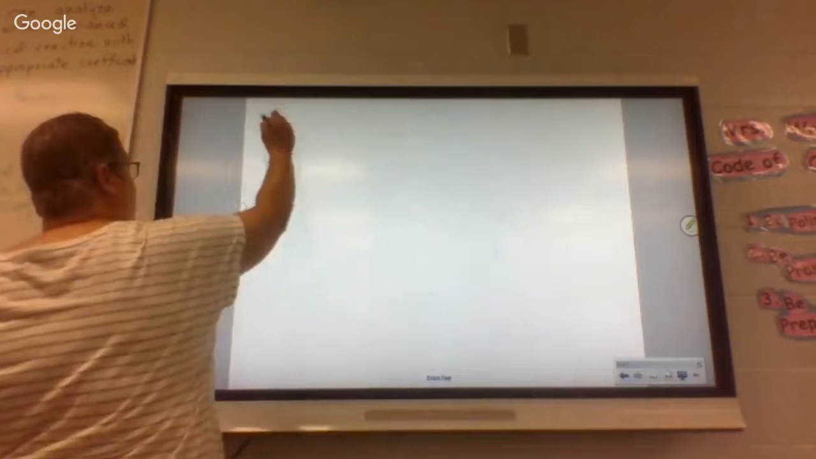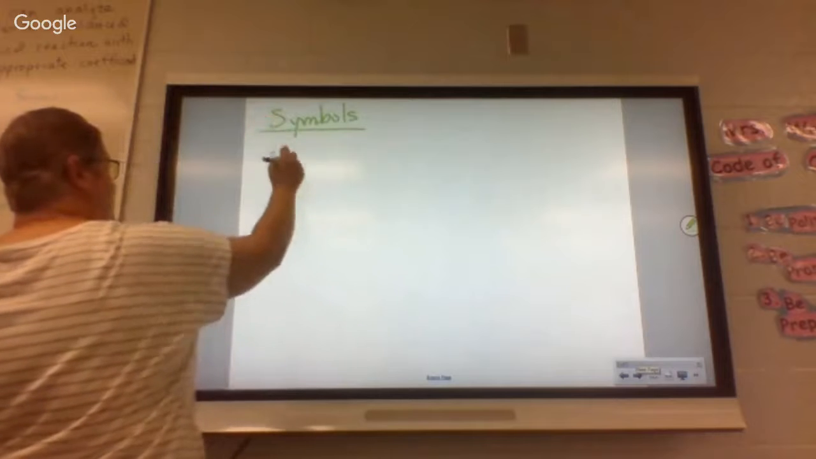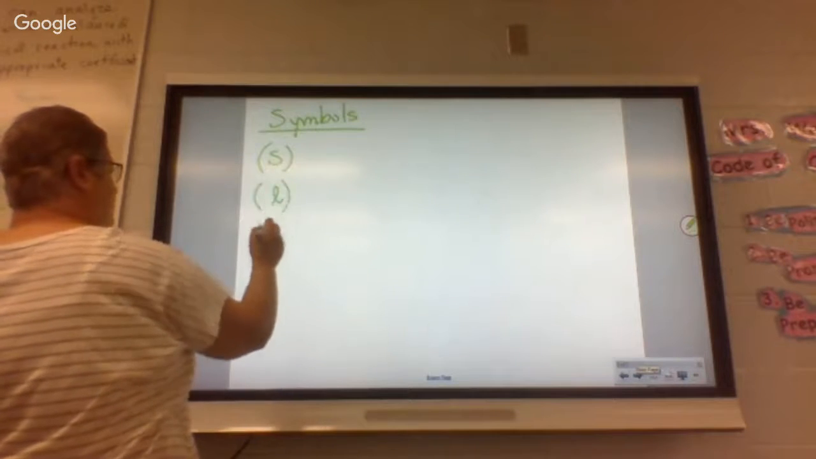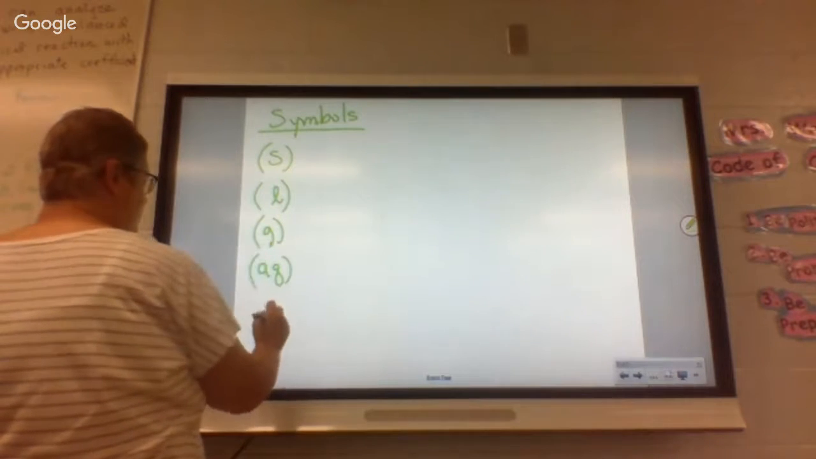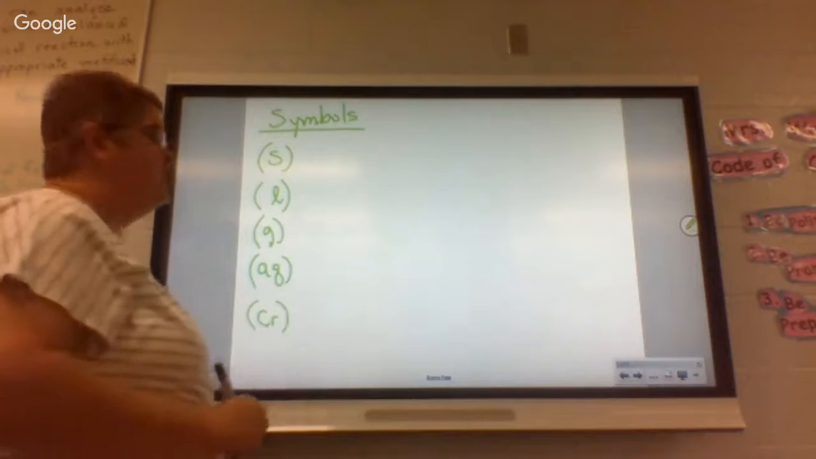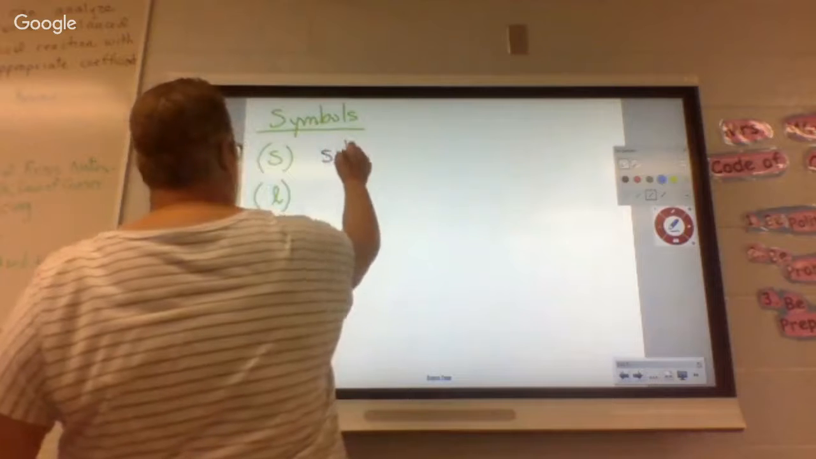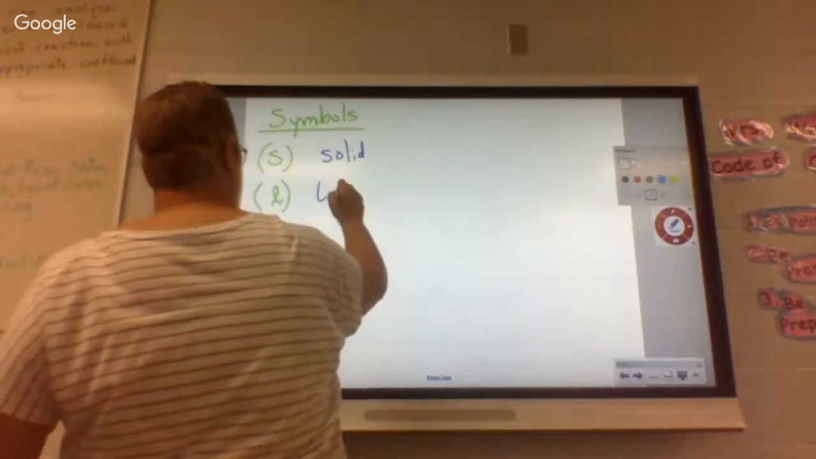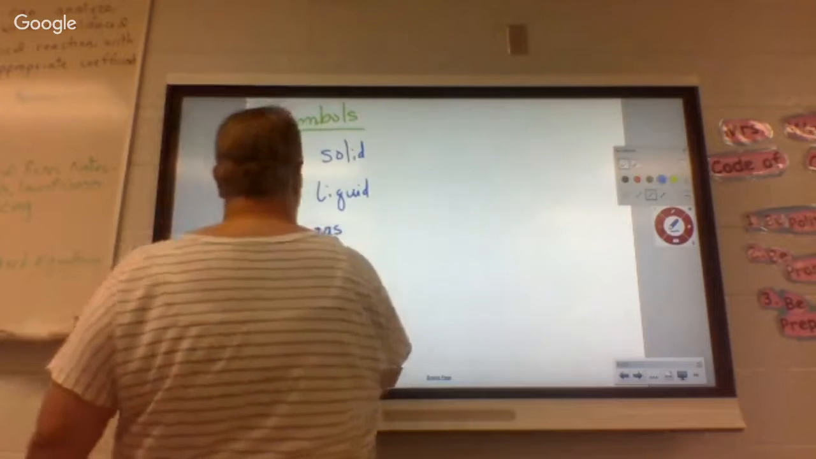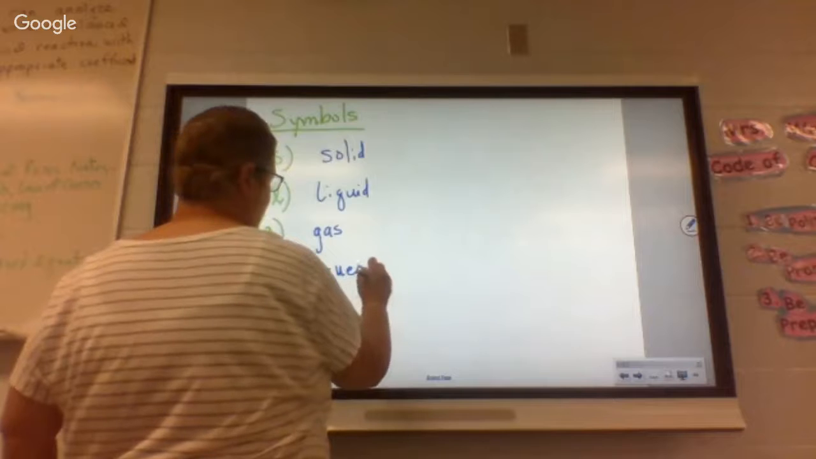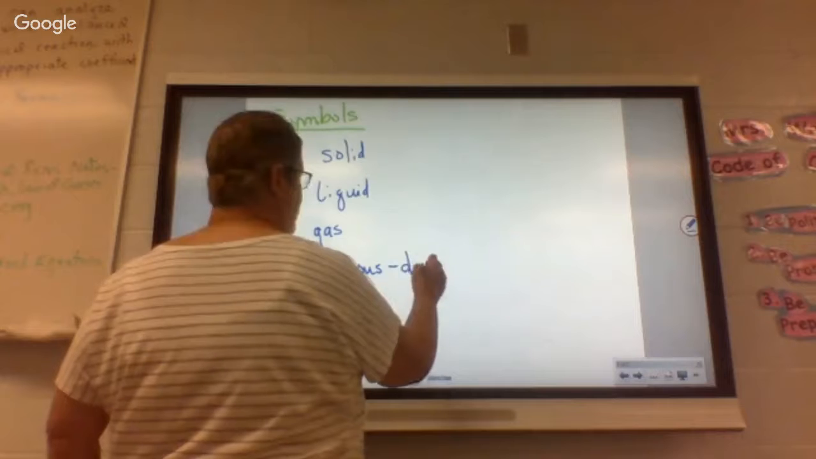So, what are some symbols you need to know? The first ones are the states: S, L, G, AQ, and CR. S stands for solid. L stands for liquid. G, gas. AQ, aqueous. If you said aquatic on the test, I'd mark it wrong, minus 2. Aqueous means dissolved in water.